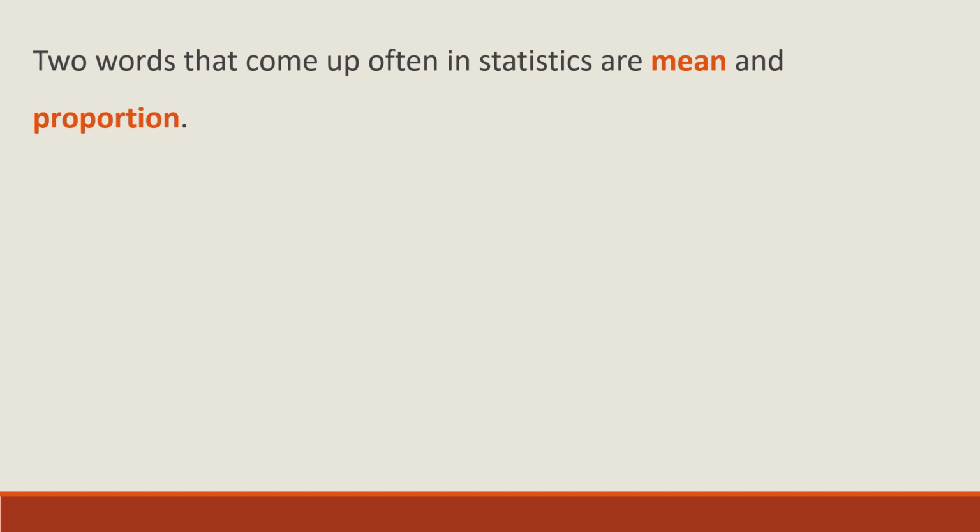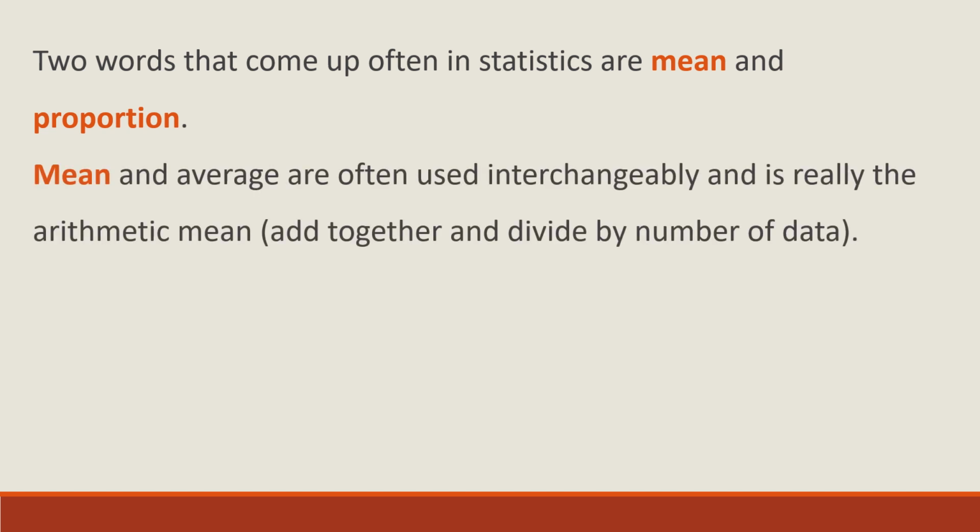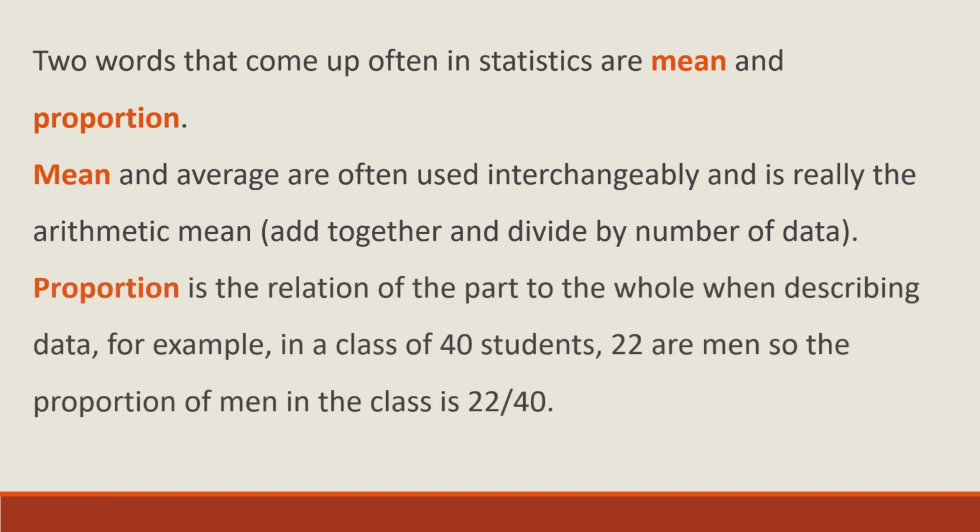Two words that come up often in statistics are mean and proportion. Mean and average are often used interchangeably and is really the arithmetic mean, which you add together and divide by the number of data to get the arithmetic mean. Proportion is the relation of the part to the whole when describing data. For example, in a class of 40 students, 22 are men, so the proportion of men in the class is 22 over 40, or 22/40ths.